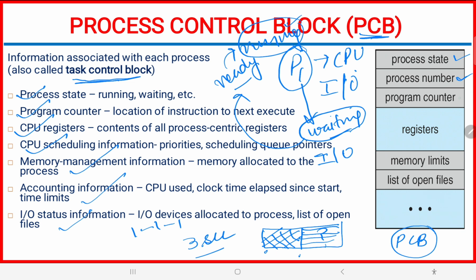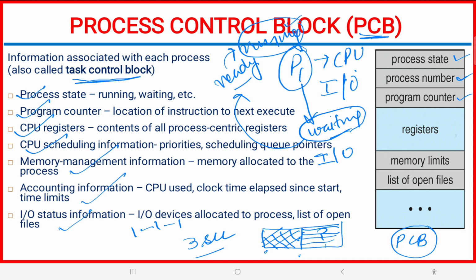Then the next information is the process program counter. This counter basically contains the address of the next instruction which will be executed after the current instruction. We have read about the working and purpose of program counter in our previous video, where I explained it. So program counter indicates the address of the next instruction to be executed after the current instruction for this process.